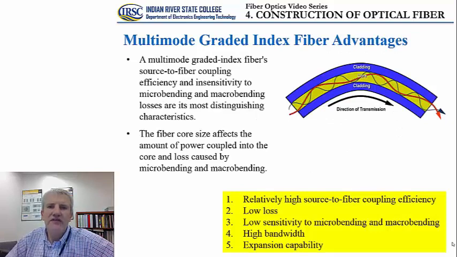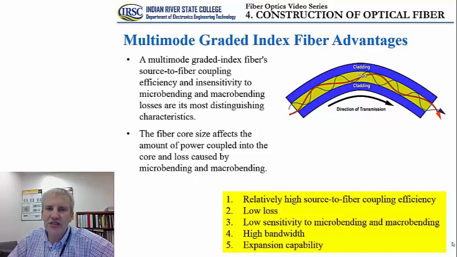Now, what would be the advantages of graded index multimode fibers? So first of all, the source to fiber coupling efficiency is increased for the simple reason that we're using multimode fiber. They also have more insensitivity to the microbending and macrobending due to this specific characteristic of the core. And the fiber core size also affects the amount of power that's being coupled into the core, and also loss that's being caused by the microbending and macrobending.